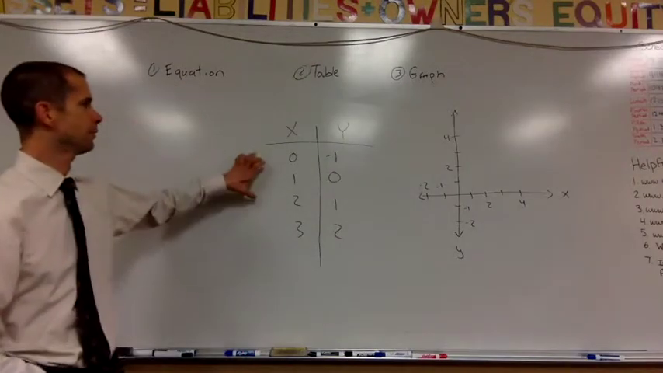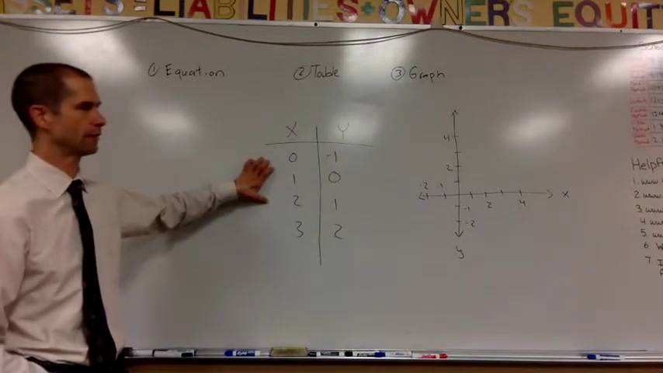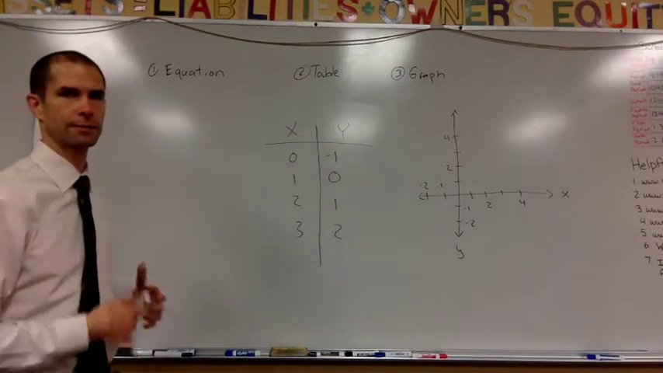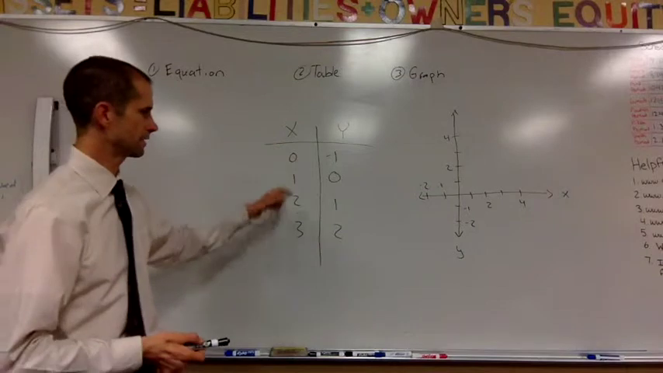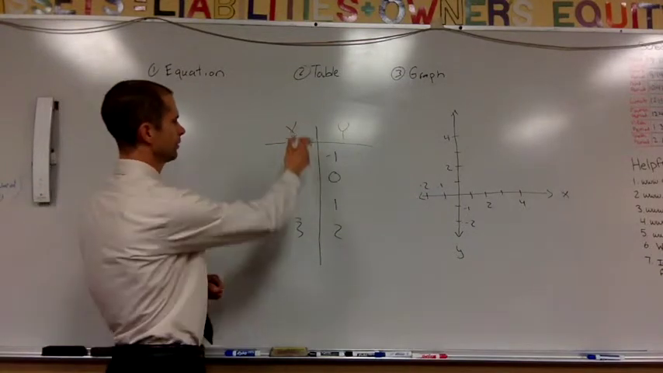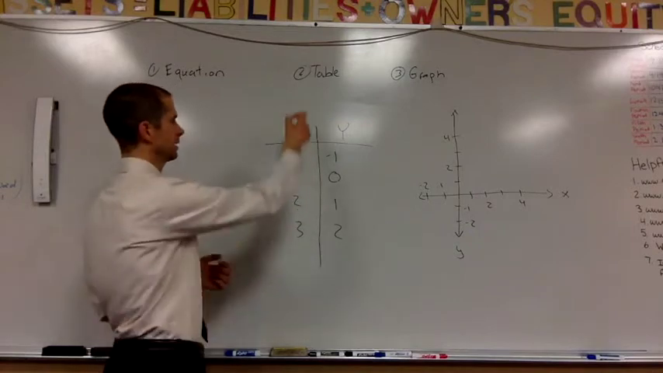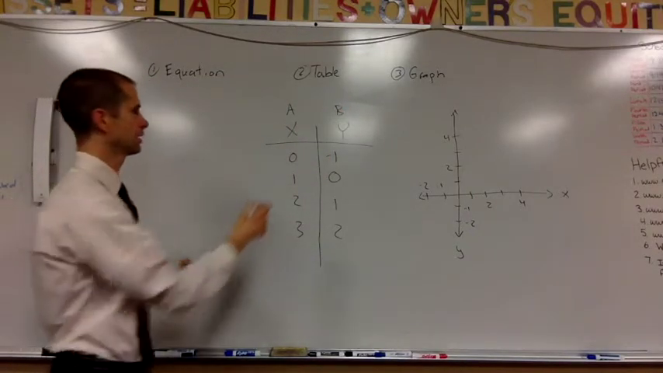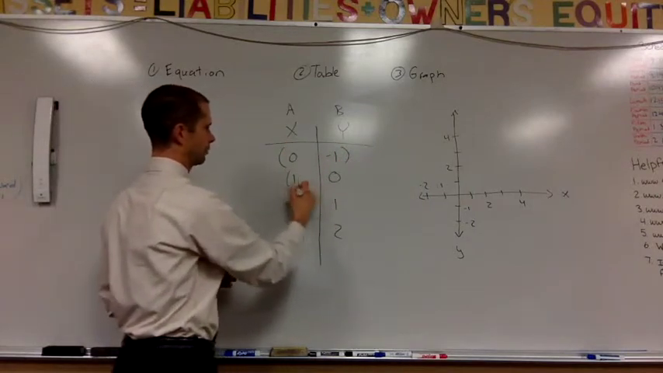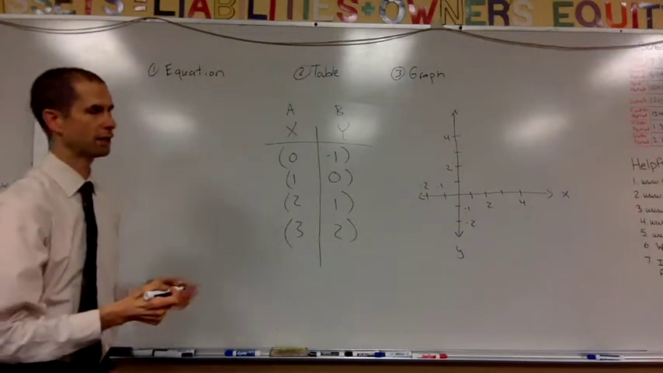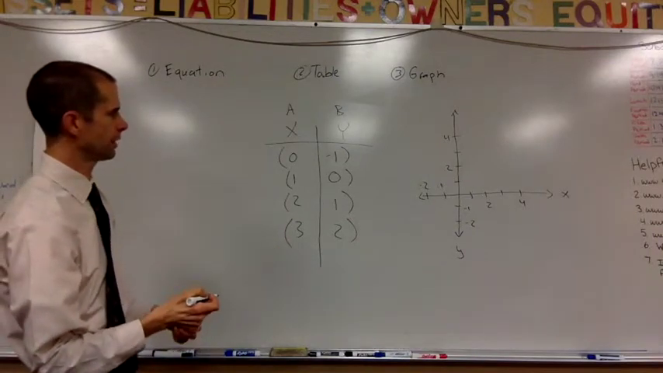For our next example, we're going to start with a table of values, and we want to create a graph, and also come up with an equation that will give us these values. So we're going to start with our table, and remember, the x, y values could be a, b, or whatever variables you put in there. But our result is that we're going to have ordered pairs. After we get our ordered pairs, we're going to go over here and plot them.